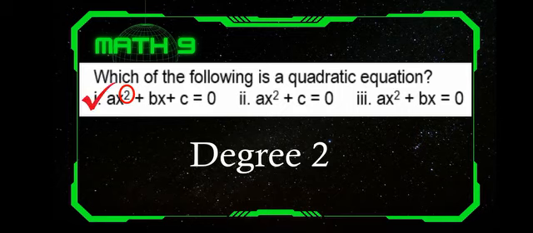So, checked. Number 2, the highest exponent is also 2. This is also a quadratic equation. In number 3, the highest exponent is also 2. This is also a quadratic equation. So that means all of the equations are quadratic equations.